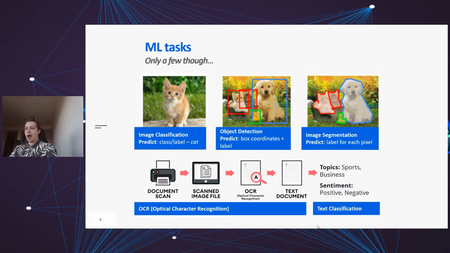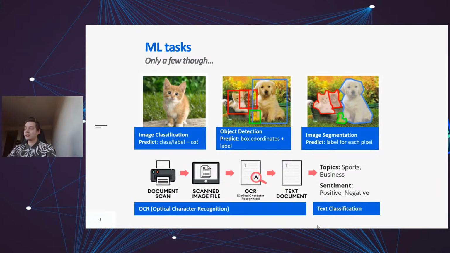Another very popular task on image data is object detection. In this case, the model not just predicts the class for the whole picture, but it locates multiple objects in bounding boxes and predicts a label for each of them. So it returns box coordinates and a label for each object. For example, here we have two cats, a dog, and a duck, and all of them are located in these boxes. Image segmentation is similar to object detection, but in this case, we don't just draw boxes around objects. We attribute each pixel to a label.